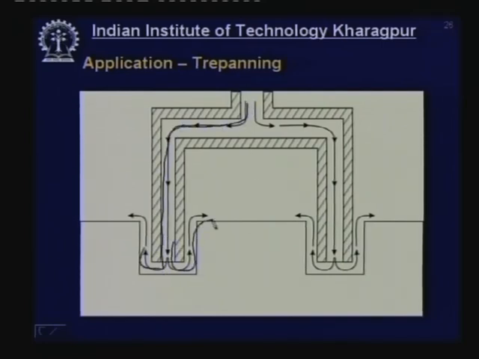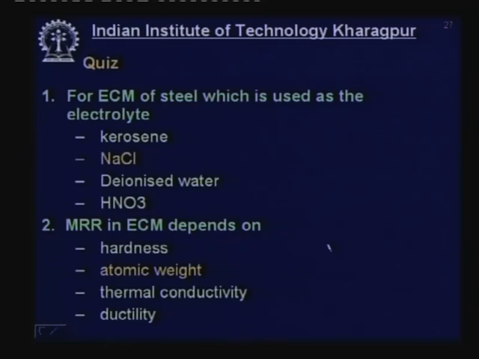Electrolyte is forced to this, and once again here also you can put insulation, and this way very large holes can be trepanned. Now, let us come to the quiz part of it. The quiz part in any of these lectures is very interesting. They are not exactly knowledge-based things. You need not memorize things to answer these quizzes. They have been designed in such a way that you can reason it out.